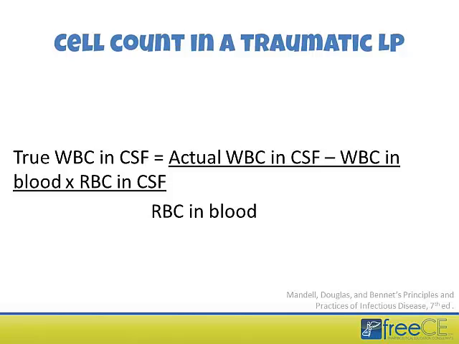The protein, interestingly, or it makes sense, could also be elevated in patients with a traumatic LP. So to correct this, you subtract 1 milligram per deciliter of protein for every 1,000 red blood cells per millimeter cubed that's seen. So you want to correct the white blood cell count as well as the protein in a patient who has a traumatic lumbar puncture to get a more accurate sense of the actual counts.